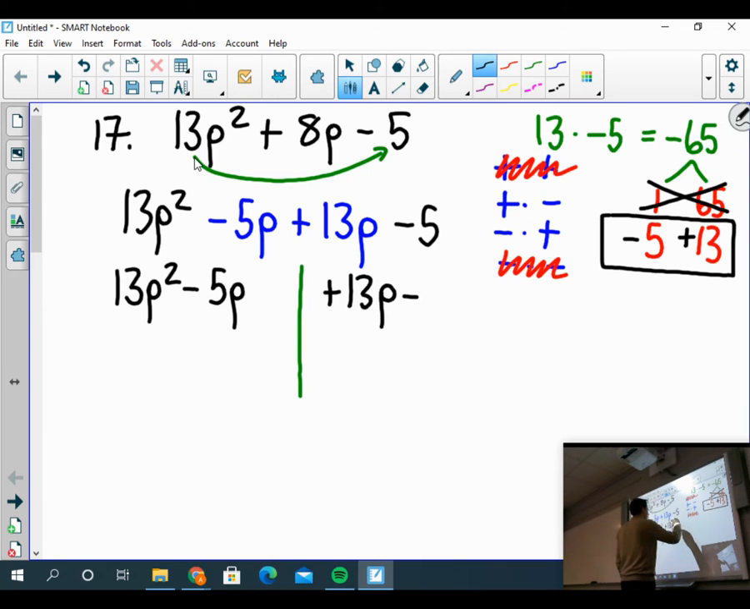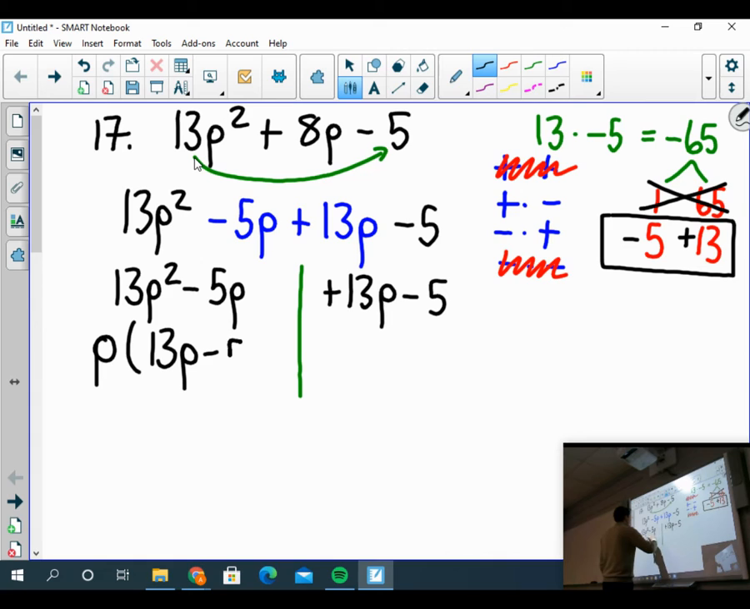Signs included. And we're going to factor out greatest common factors. Now I look at this and I see 13p squared and 5p. What do they have in common? A p. So I take a p out and I have 13p minus 5. And again, I'm thinking in my brain now, how can I get the other parentheses to match 13p minus 5?